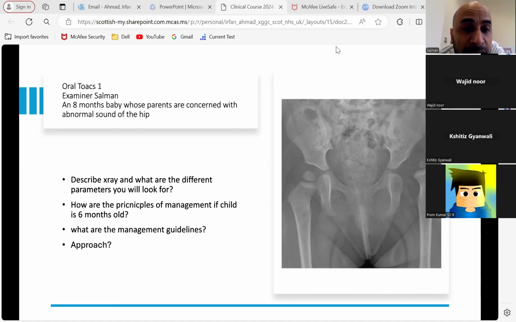So let's say this is an 8 month old baby, then what will you do? Up to what age can you offer Pavlik harness? Up to 6 months, sir. Okay, if it is an 8 months old child, then what will you do? For the 8 months child, I would like to go with closed reduction and hip spica cast application, sir. Do you know the principles of hip spica?